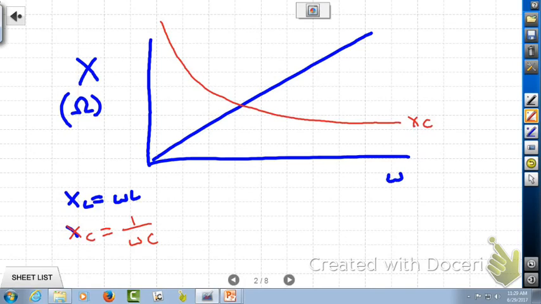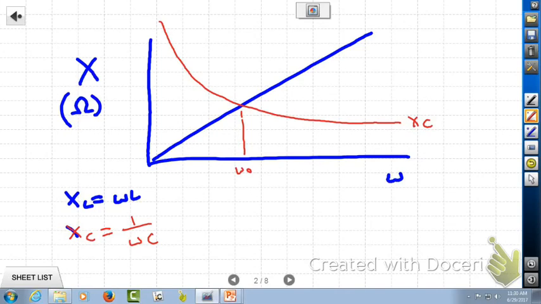Can you see? If I have a circuit containing both of these, my capacitance will kill me at low frequency, because it's a huge ohms. And my inductor is going to kill me at high frequency, because it's not huge, but big ohms. And in between, I have a sweet spot that has the minimum amount of resistance. And that's going to be my omega naught, which is my natural frequency for this oscillating system.